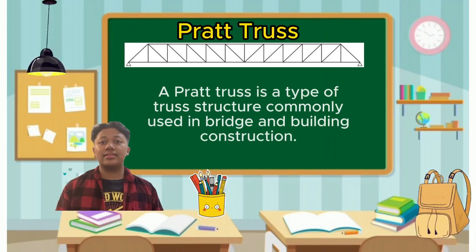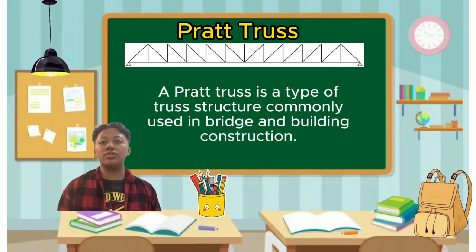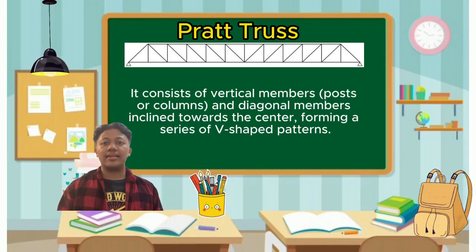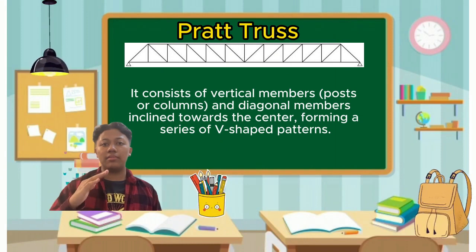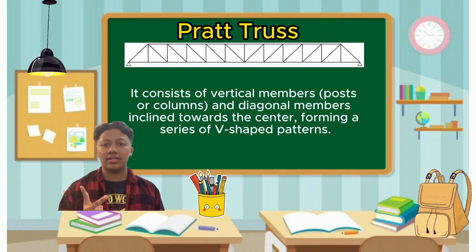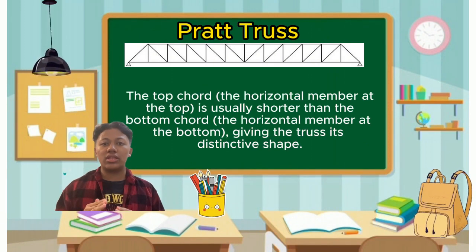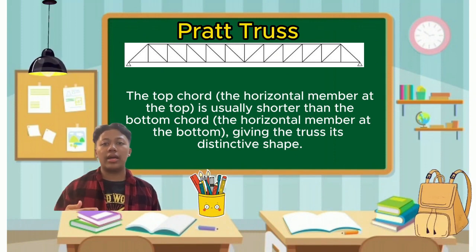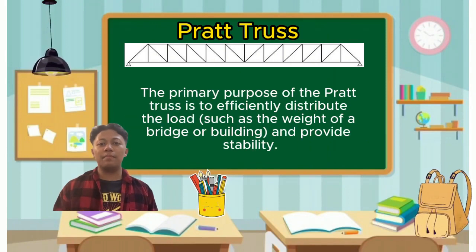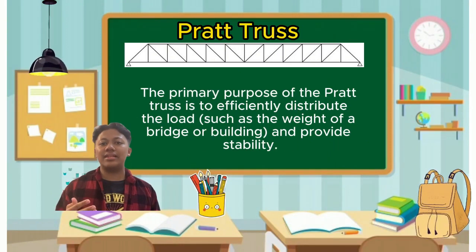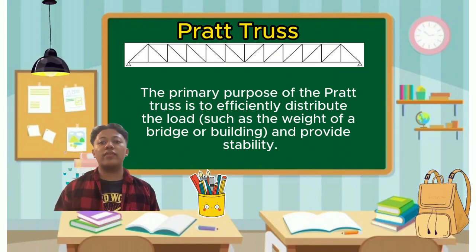A Pratt truss is a type of truss structure commonly used in bridge and building construction. It consists of vertical members, posts or columns, and diagonal members inclined toward the center, forming a series of V-shaped patterns. The top chord, the horizontal member at the top, is usually shorter than the bottom chord, the horizontal member at the bottom, giving the truss its distinctive shape. The primary purpose of the Pratt truss is to efficiently distribute the load, such as the weight of a bridge or building, and provide stability.